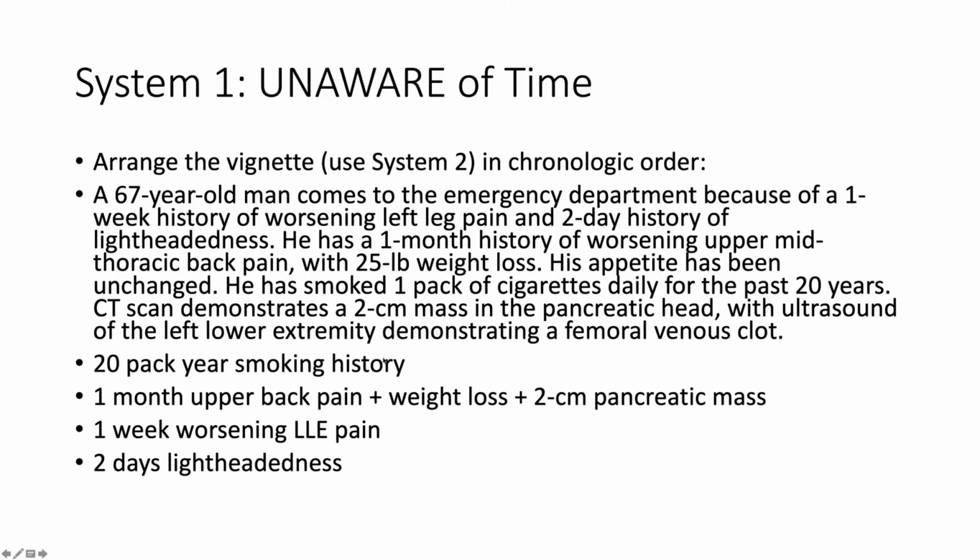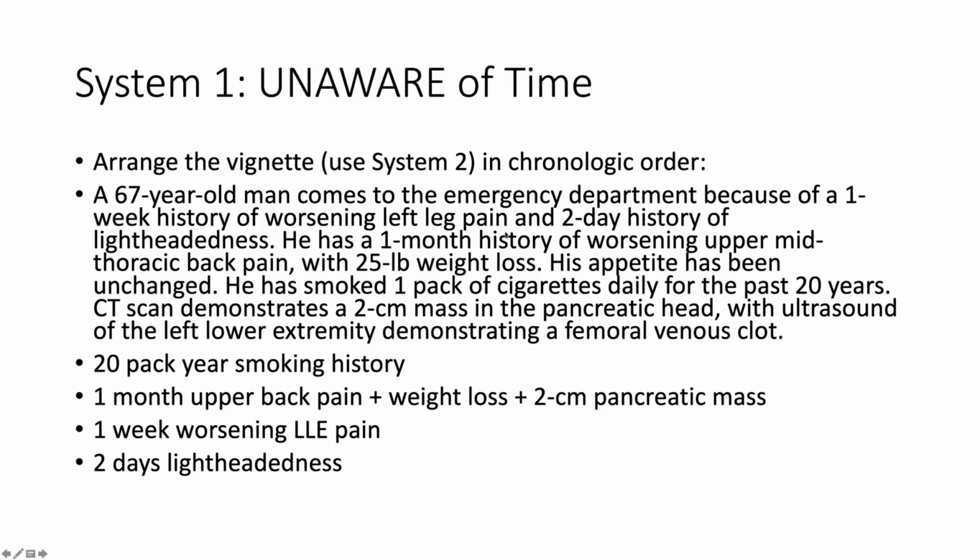But the key is that oftentimes this is exactly how they're going to give it to you in the vignette, because this is the chief complaint. He comes in, they might not even give it to you like this. They might even say a 67-year-old guy comes in with a 2-day history of lightheadedness, and that's it, because that's the chief complaint. And then they might tell you for a week he's had worsening left leg pain, and then they'll say he's had a month of worsening upper thoracic pain, because this is HPI business now. And then they're going to tell you about their smoking history, this 20-pack year history, way down at the bottom, because that's where the social history goes.